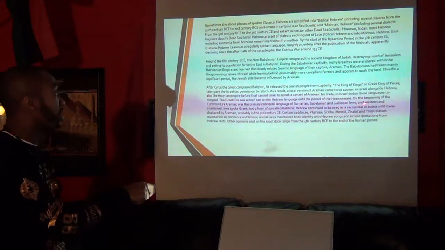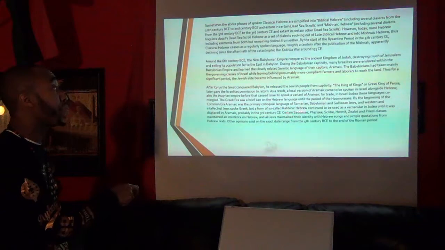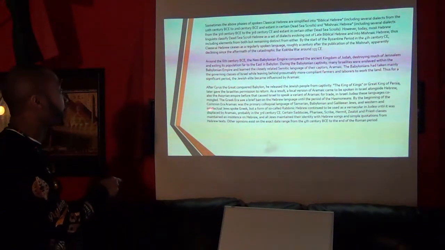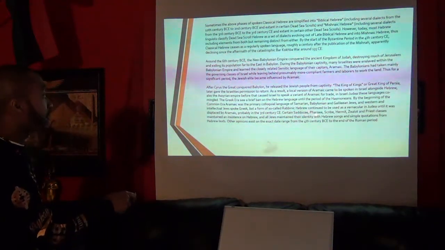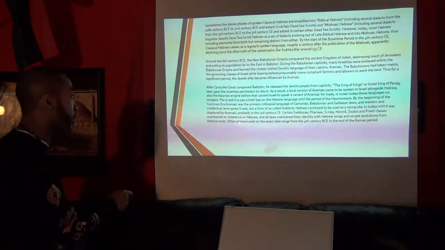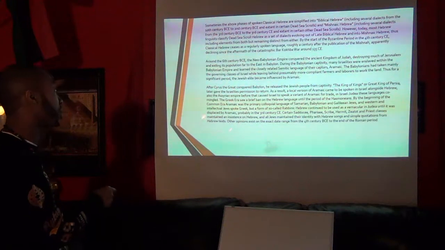Babylonian, and Galilean Jews. Western and intellectual Jews spoke Greek, but a form of the so-called Rabbinic Hebrew continued to be used as vernacular in Judea until it was displaced by Aramaic, probably in the 3rd century CE. Certain Sadducee, Pharisee, scribe, hermit, zealot, and priest classes maintained an insistence on Hebrew, and all Jews maintained their identity with Hebrew songs and simple quotations from Hebrew texts.